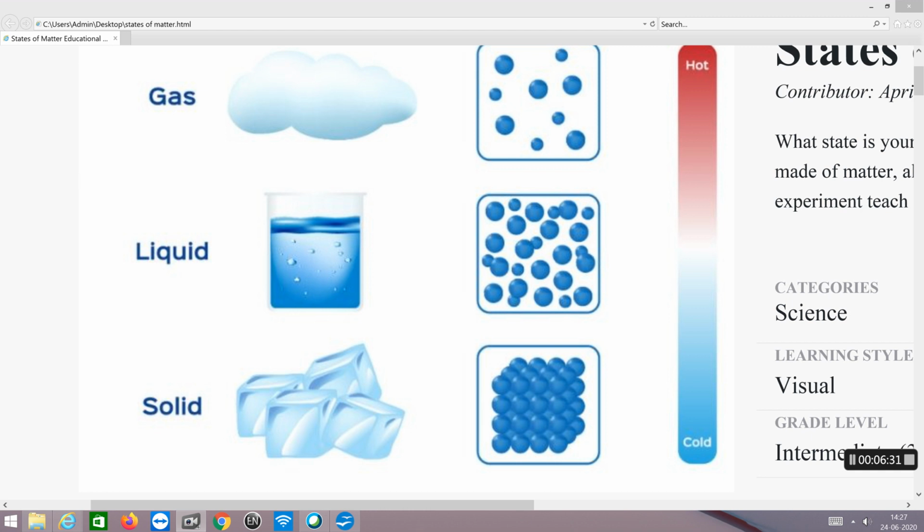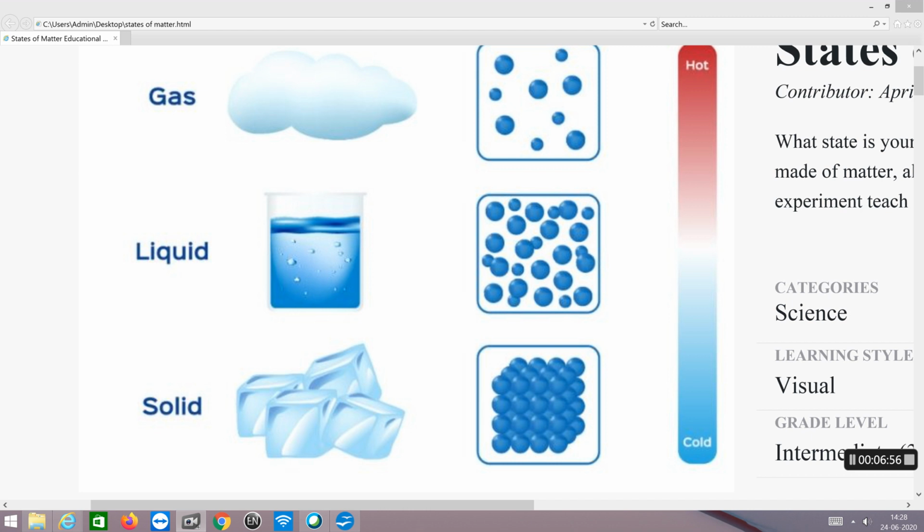And you know that matter is made up of molecules which are very small in size. The molecules are in constant random motion. Random motion means the molecules are moving irregularly in all directions. They exert a force of attraction amongst each other. They have intermolecular separation between them.